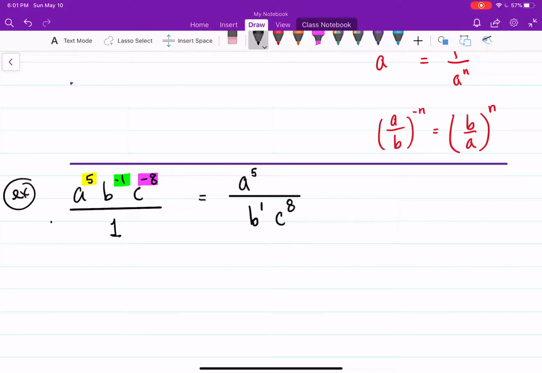So when they move, they flip the powers, okay? The power goes from negative to positive or positive to negative, depending on how you move them. So if I was to move the a down to the bottom, it'll be a to the negative 5, but we're never going to do that. The only reason we're moving them is because mathematically speaking, we do not like negative powers. So that means this is going to equal a to the 5th over b times c to the 8th.